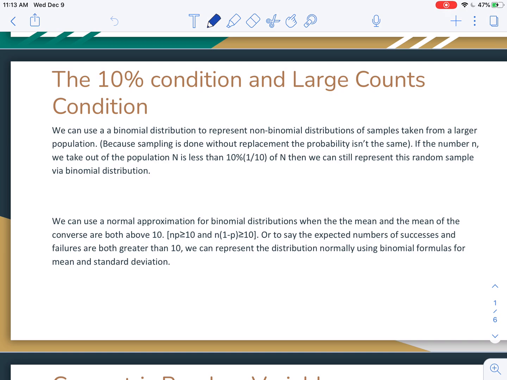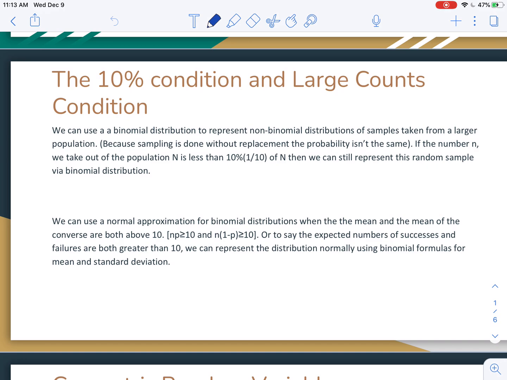We can use a binomial distribution to represent a non-binomial distribution of samples taken from a larger population, because sampling is done without replacement and probability isn't the same. If the number n we take out of the population is less than 10% of the population, we can still represent this random sample via binomial distribution.